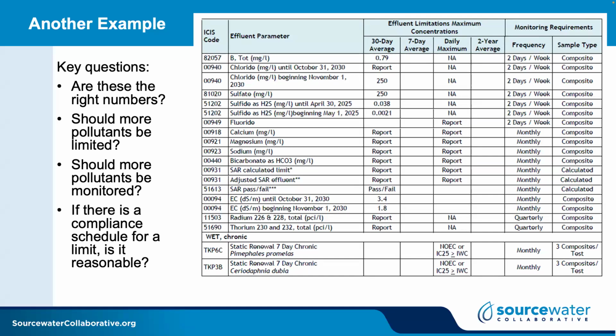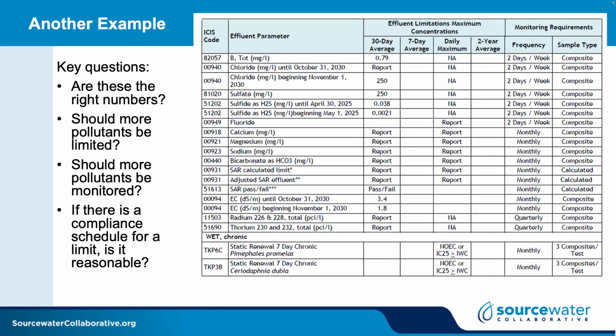One thing you'll see here is that some of these pollutants have two different limits, and that's because they have what is called a compliance schedule, which means that the state has decided that the facility needs a little bit of time to be able to install treatment to meet these permit limits. So for instance, for chloride in this chart, they don't have a limit for chloride until 2030. And then in 2030, they've got this 250 milligrams per liter.